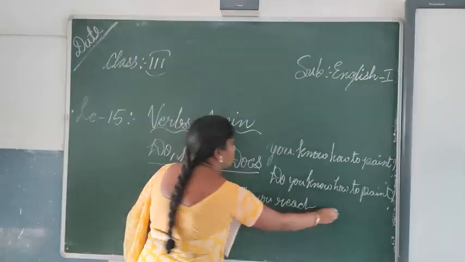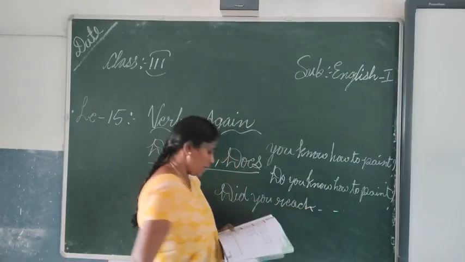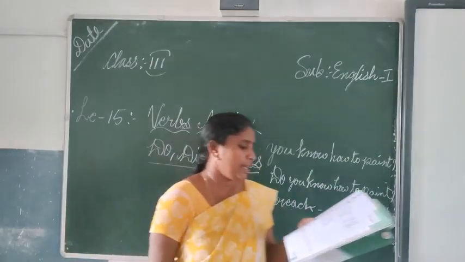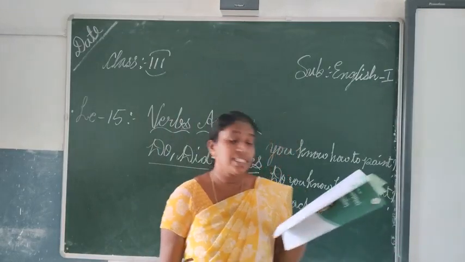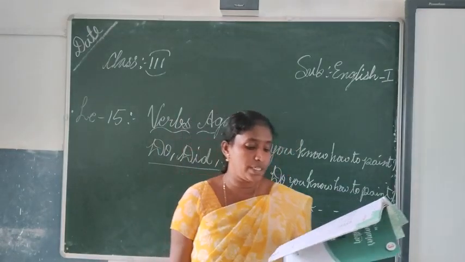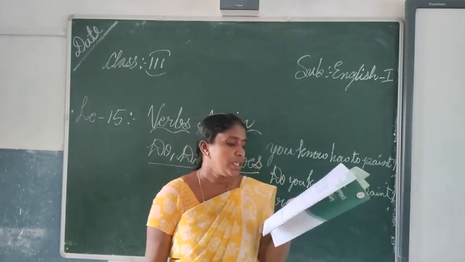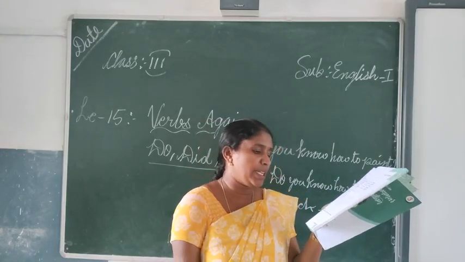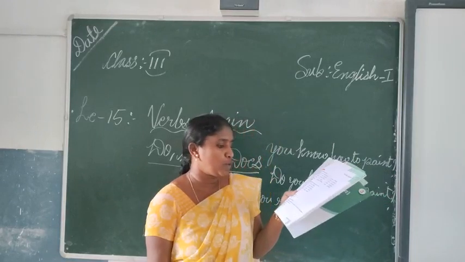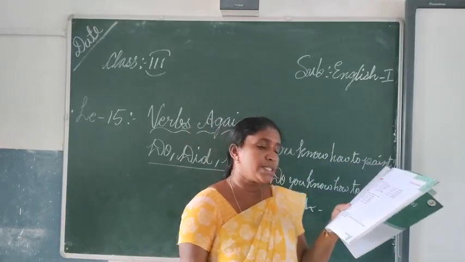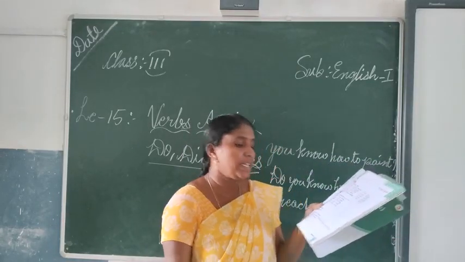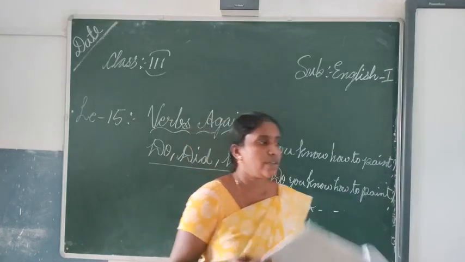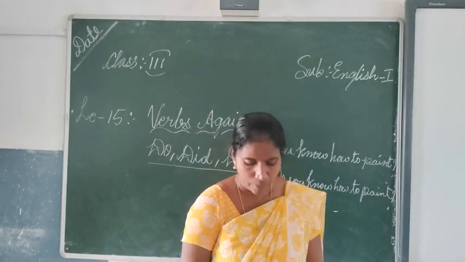The next step. Next one, what is there? He read well. Does he read well? So the word does will be used. So know, reach and read to make complete sentences. Did you know how to paint? Did you reach school on time? Does he read well? So this is the way we have to make.